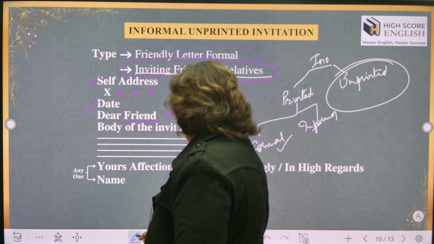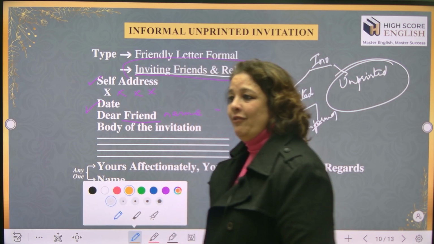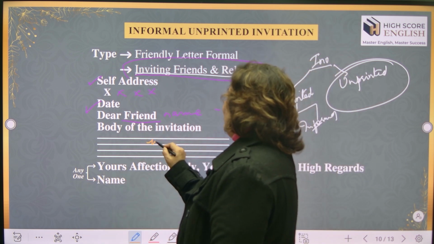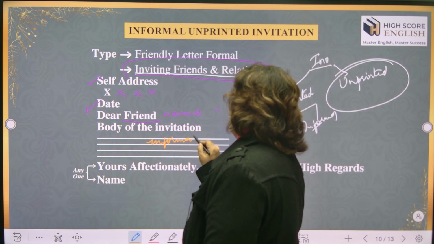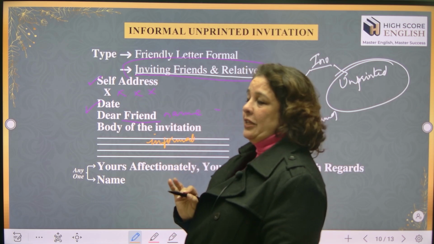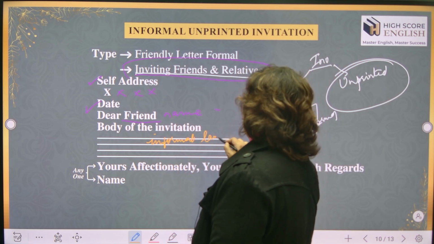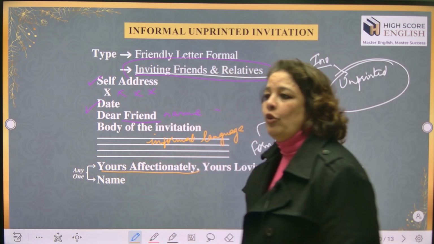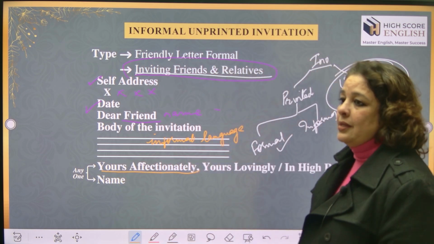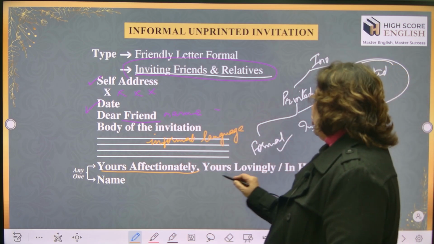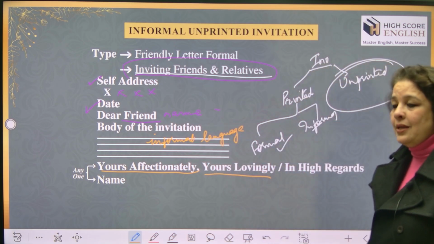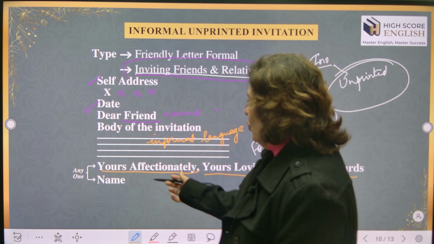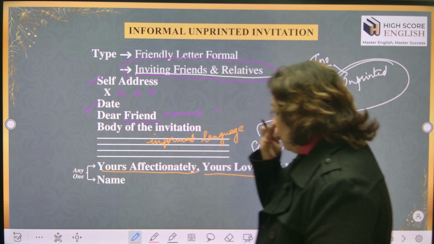Both are correct. If you don't want to mention the name, you can simply write dear friend. Then the body of the invitation, in very informal language. Whatever you want to write within the limits of decency. In the end, you will either write yours affectionately if you're writing to your uncles and your parents. If you're writing to your friends, you can write this. If you're writing to your grandparents, then you can write in high regards and you will give the name. That's it. Okay. So we are done with invitations.